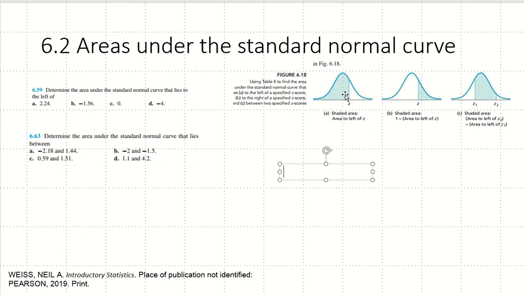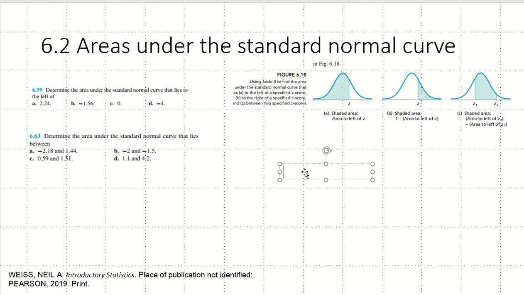And so if we are looking for the area to the left of the z-score, we simply look it up in the table. If we're looking for the area to the right of the z-score, we will just do 1 minus the area of the left. And if we're looking for the area in between two z-scores, it will be the area to the left of z2 minus the area to the left of z1. And so we are going to apply that to these two problems here.